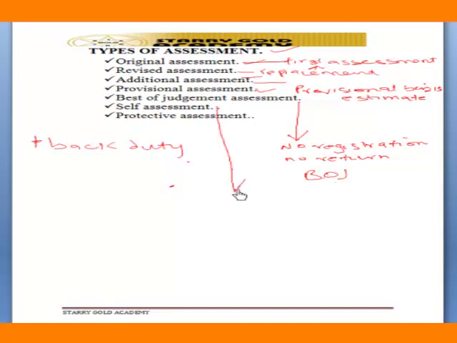Self-assessment. Let's look at self-assessment. This was introduced in 1993. And it requires a taxpayer displaying some level of trust. Because he is expected to complete a standard assessment form, where he fills in all required information.